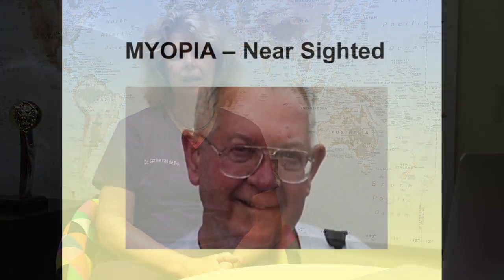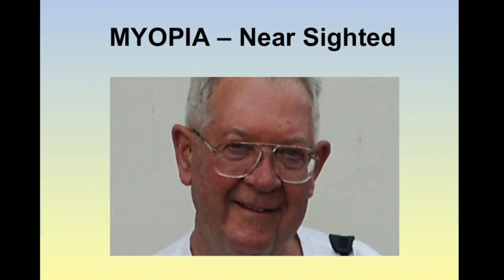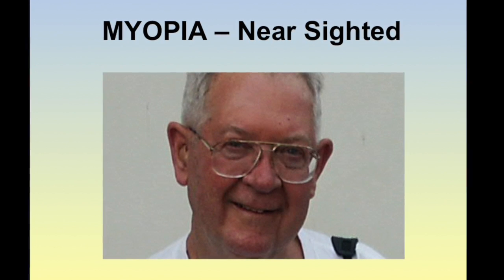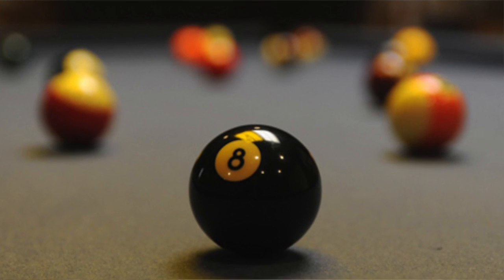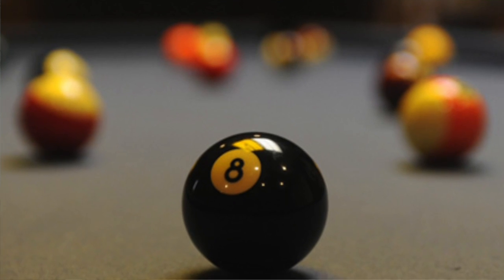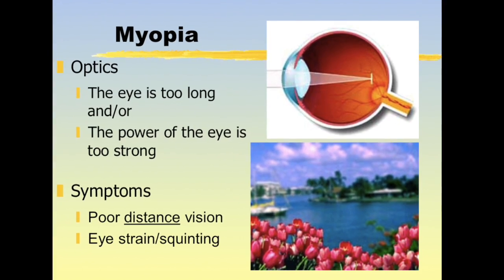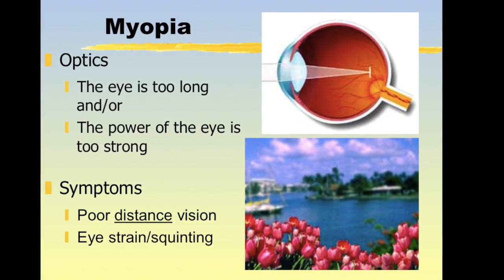So the first refractive error that we're going to talk about is myopia. The picture that you see here is actually one of Lions Club members who has myopia, and the reason you can tell that he has myopia is that if you take a look at his eyes, they actually look small behind the eye lenses. So if you take a look at what somebody with myopia might see, they're going to see things better up close than they see far away. So hence the name of the condition is nearsightedness. So poor distance vision and eye strain are typical symptoms of myopia.